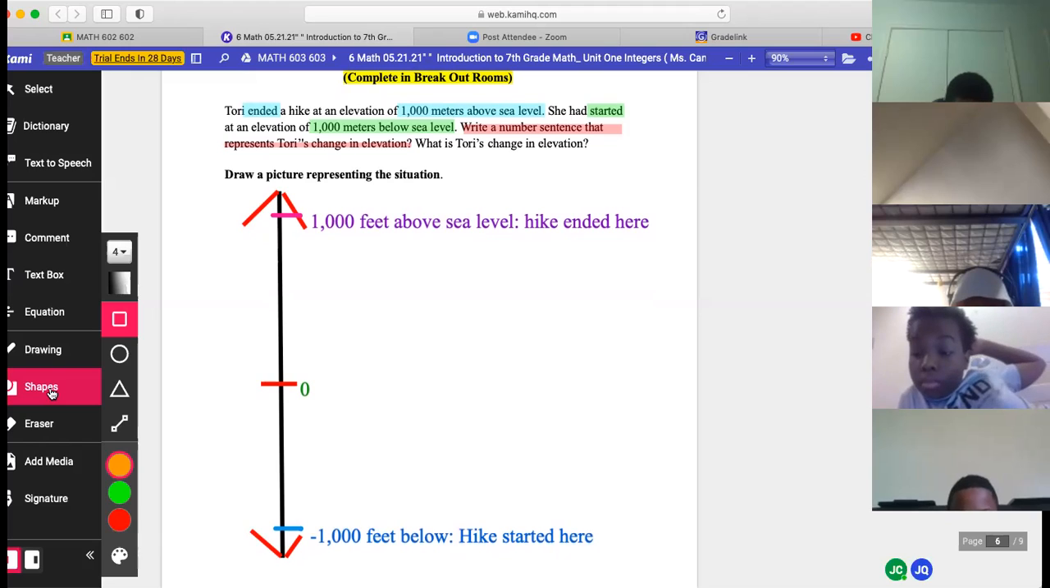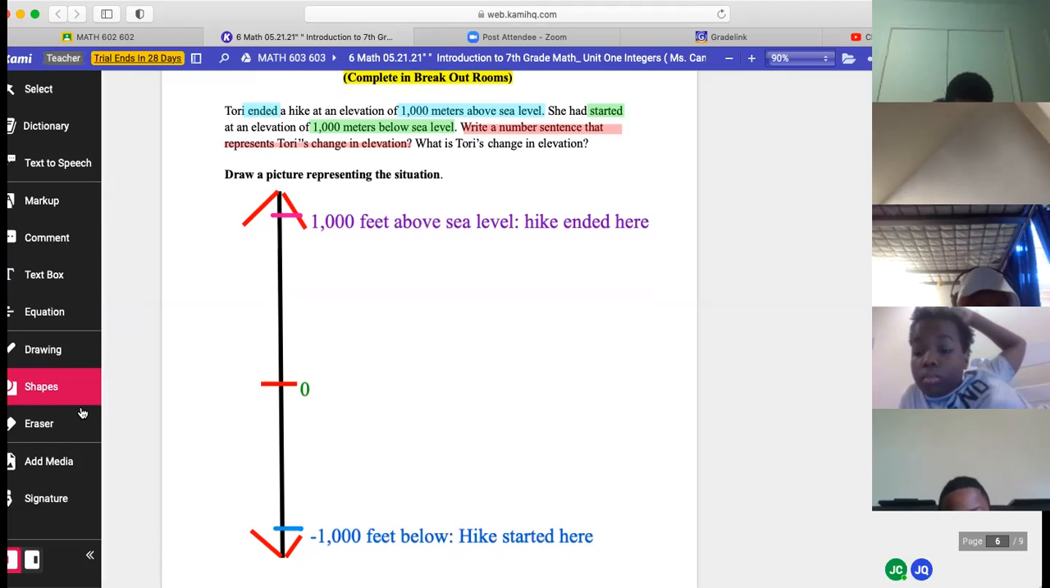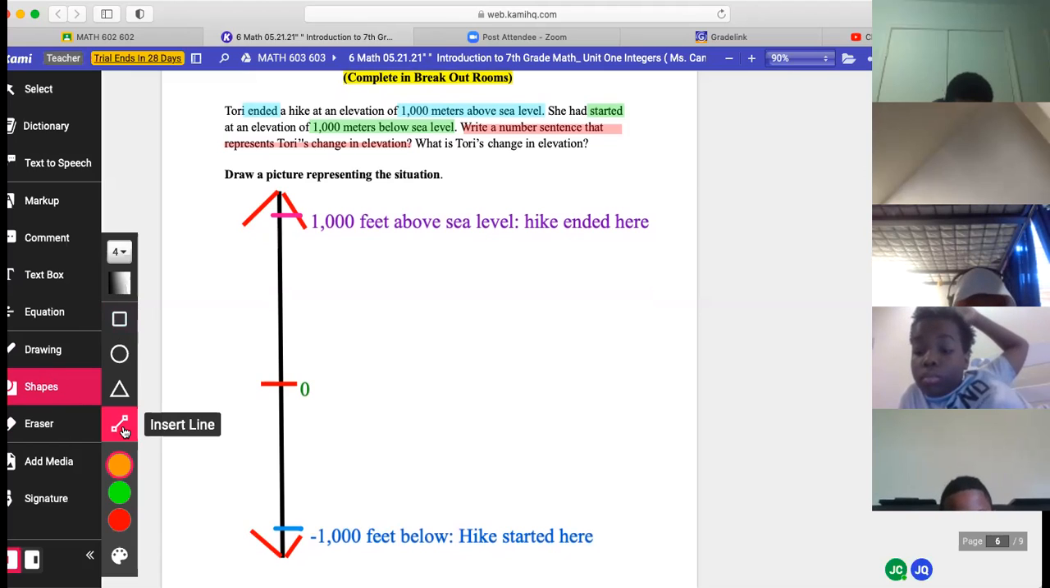Okay, so again, if you start to randomly just take the drawing tool, I'm not going to take that because it's going to be messy. I want you to go to shapes, like me, and insert a line. You all have that option. You're going to make a line at the bottom. That's what it should look like. And then you're going to label 1,000 feet below, where the hike started, negative.